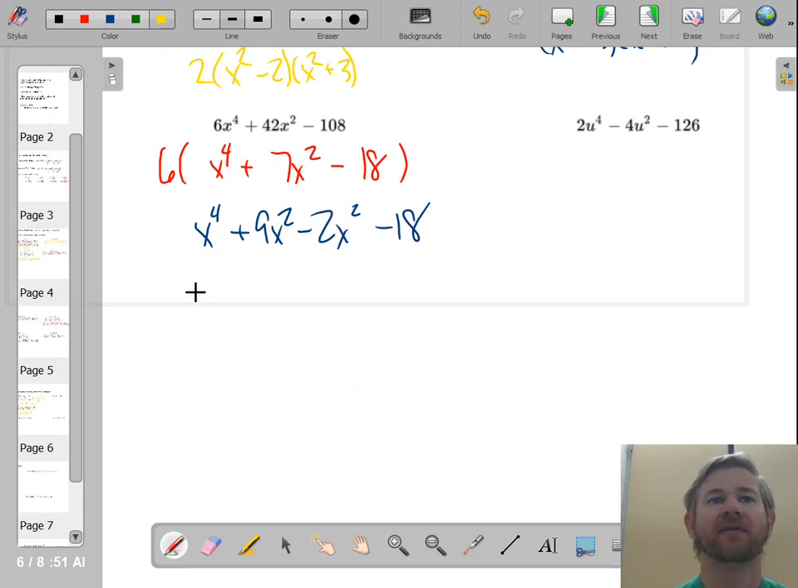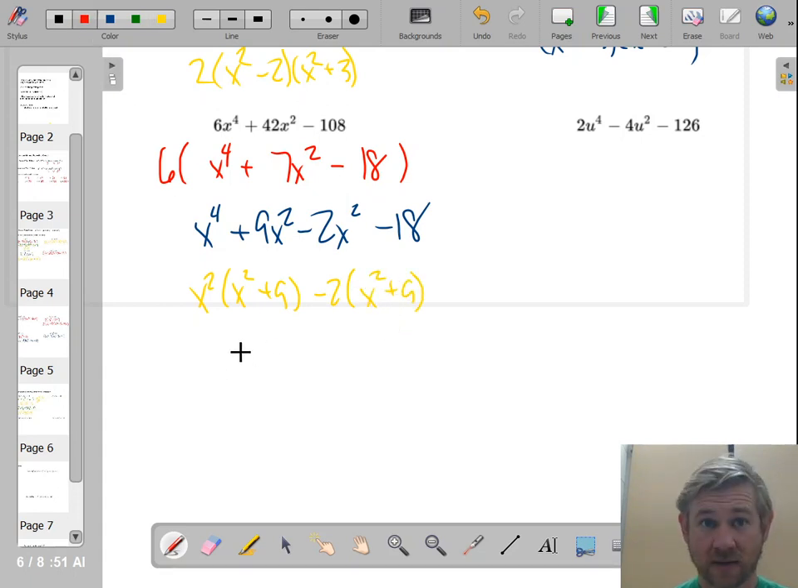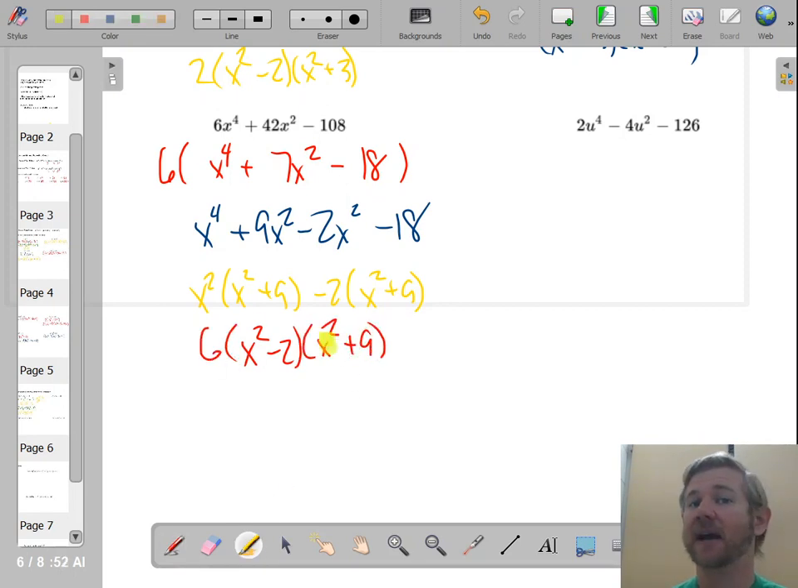Now I do GCF: x squared plus 9 minus 2, x squared plus 9, and I end up with x squared minus 2, x squared plus 9, and then don't forget your 6. Now you get to here, you're like, wait, that's difference of squares, right? Those are both perfect squares. Wait, did you say difference of two squares? That's a sum. You can't do anything with that. Okay, you are finished. It's not factorable. If it was a minus sign, we could factor it, but we can't.